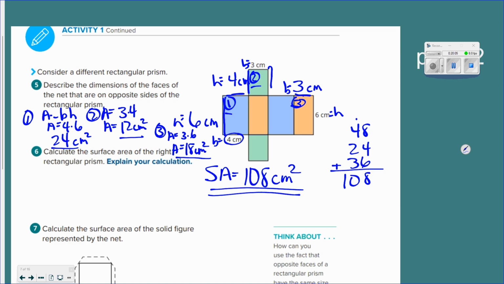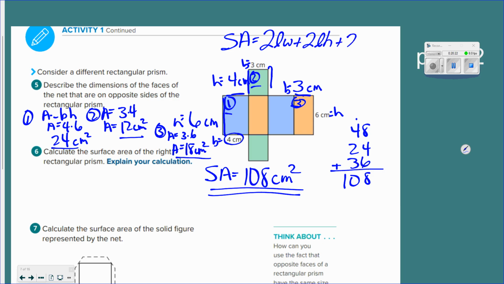Okay? Another way to look at this, I'm doing a right rectangular prism. We have another surface area formula we can use. 2 times the length times the width, plus 2 times the length times the height, plus 2 times the width times the height. Which makes sense when you think about it.